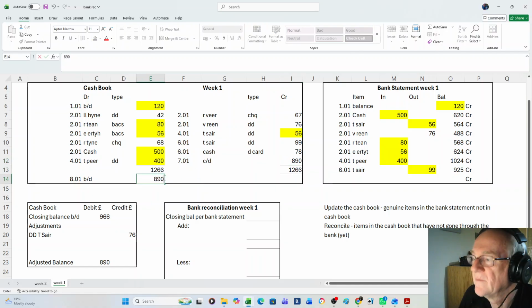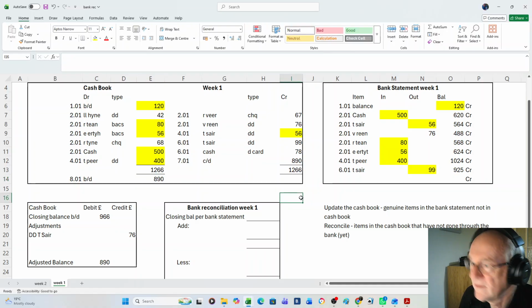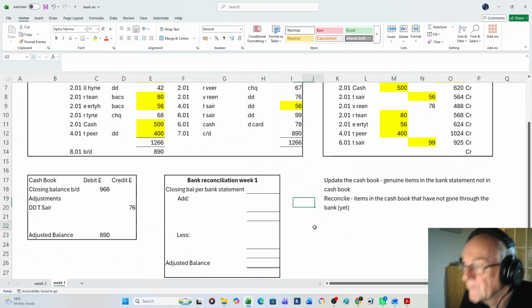Anyway, so I'm doing too much number work, which is what we're explaining in this little journal. So it was 966 when we update it, with the 76 going out, it becomes 890. So we're now quite happy, and we can reconcile.